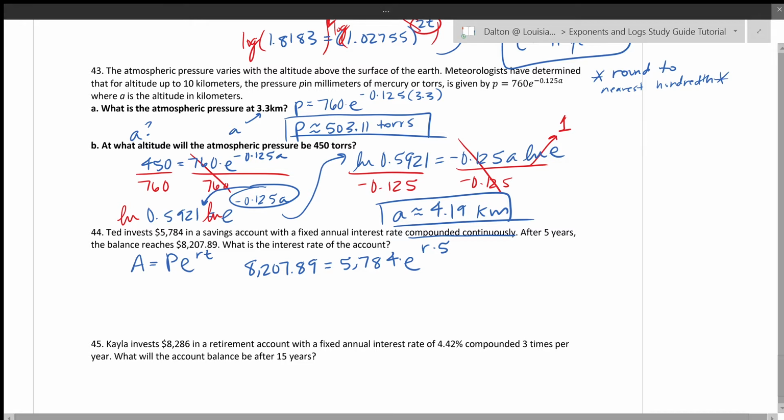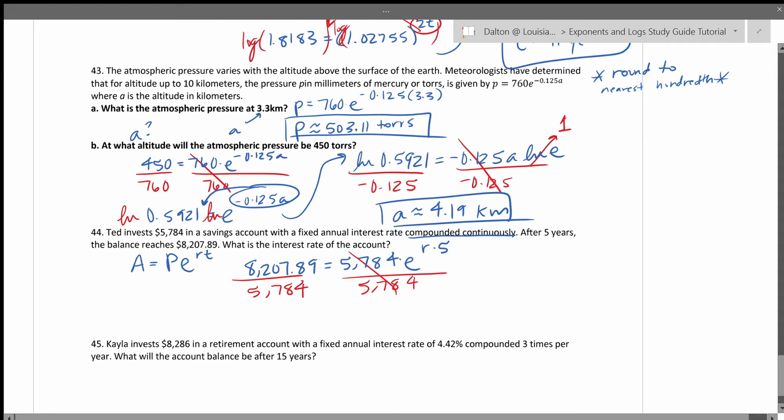So I want to isolate my exponential term. First, divide both sides by 5,784. And in doing so, I'm going to get 1.419 is equal to e to the 5r power. And then, since I'm dealing with e, I'll take the natural log of both sides.